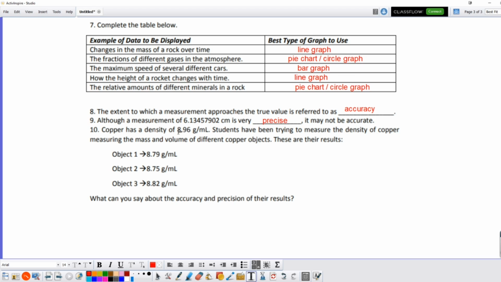Copper has a density of 8.96 grams per milliliter. Students have been trying to measure the density of copper, measuring the mass and volume of different copper objects. These are their results. They've got 3 different densities here, object 1, object 2, object 3. What can you say about the accuracy and the precision of their results? If they're comparing these values to 8.96, I would say that these values are pretty close to one another. 8.79 is pretty close to 8.75, and it's also pretty close to 8.82. There's a little bit of a difference between 8.75 and 8.72, but they are all pretty far away from 8.96 in terms of measuring for density.